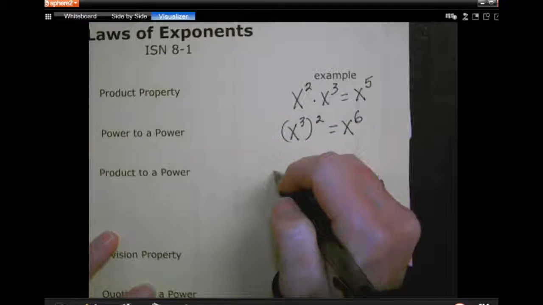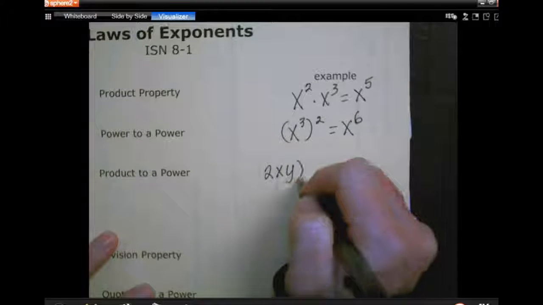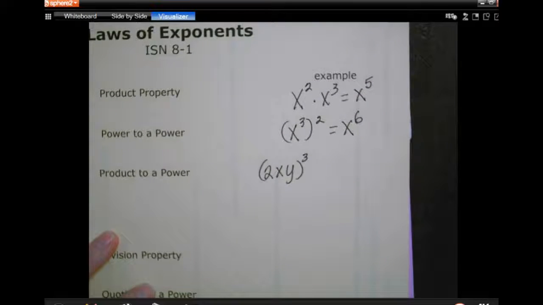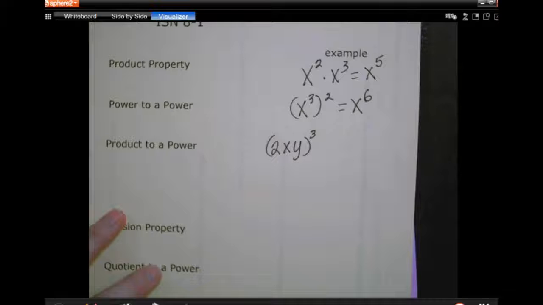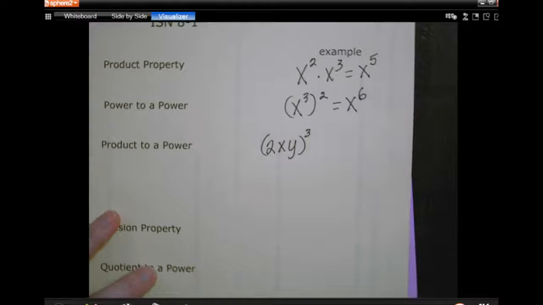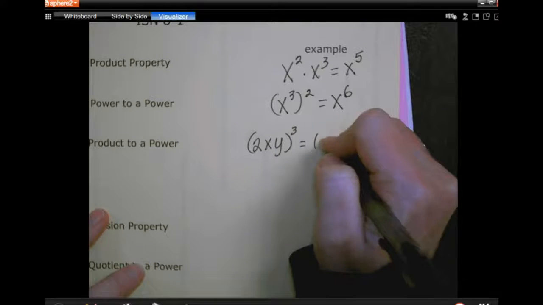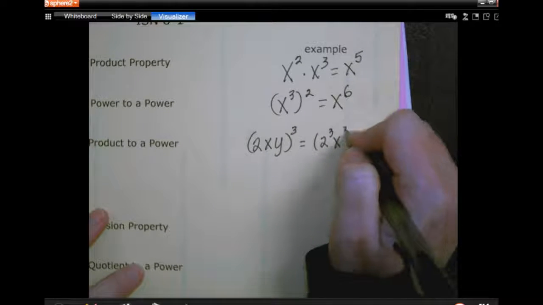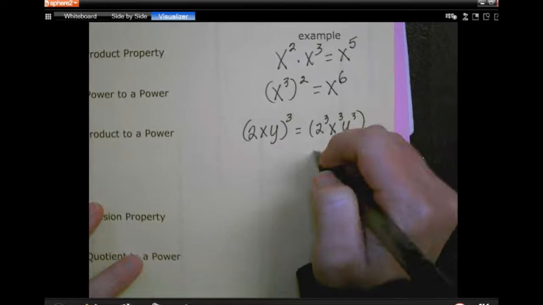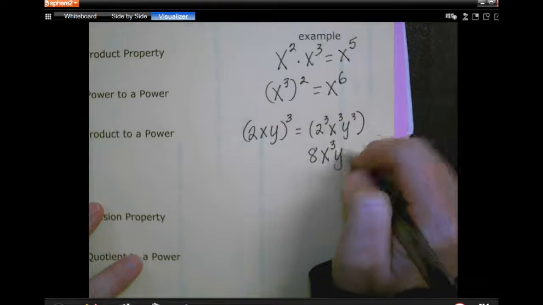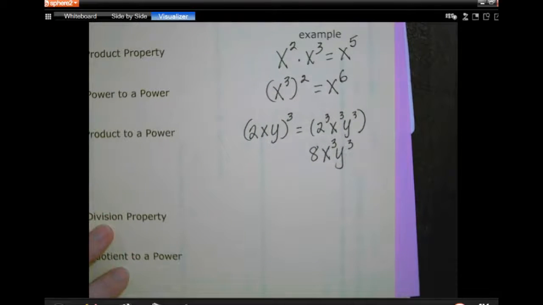So when I have a bunch of stuff inside the parentheses and it's raised to a power, you have to distribute the 3 onto everything inside. So I get 2 to the third, x to the third, and y to the third. And then what is 2 to the third power? 8, Mrs. Archer. So you get 2 times 2 times 2, which is 8. Two times 2 is 4, times 2 is 8.